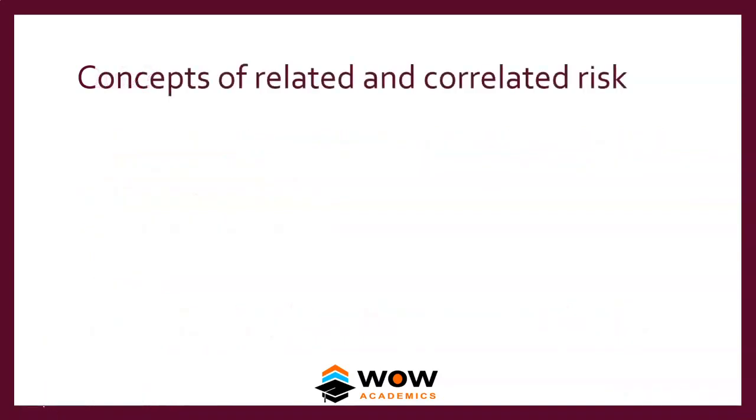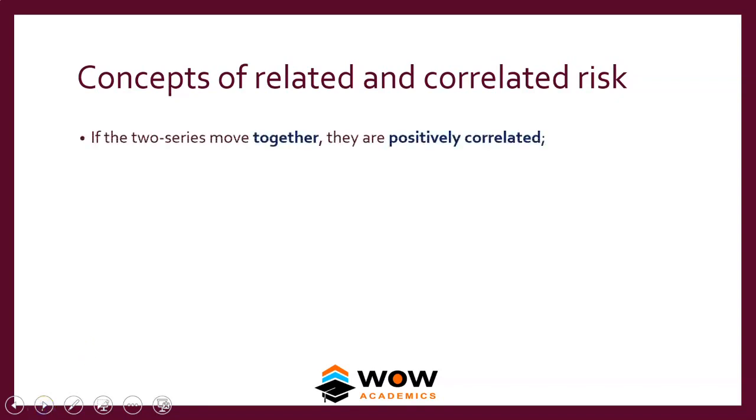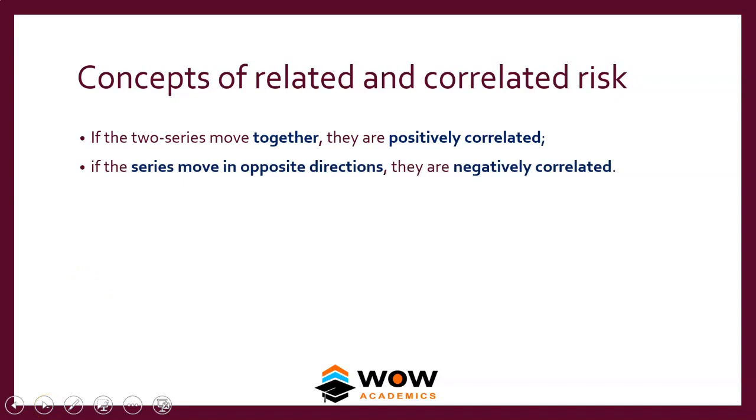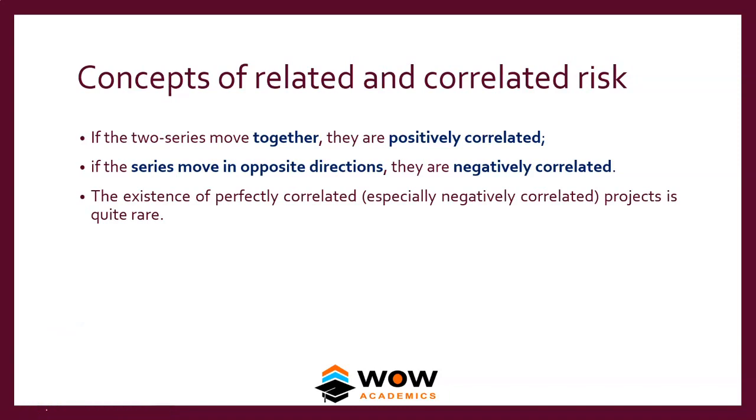So now we'll move on to the next concept, called related and correlated risk in CAPM. If two series of shares or any assets move together, it is called positively correlated. If the series of returns in two assets move in opposite directions, it's called negatively correlated. The existence of perfectly correlated, especially negatively correlated, projects is quite rare. In reality it's very difficult to find two assets which give exactly opposite results.